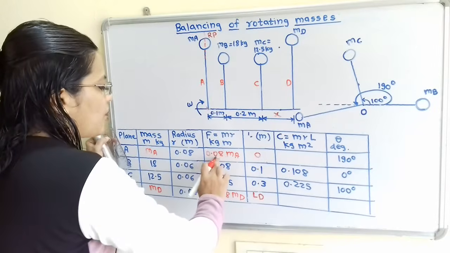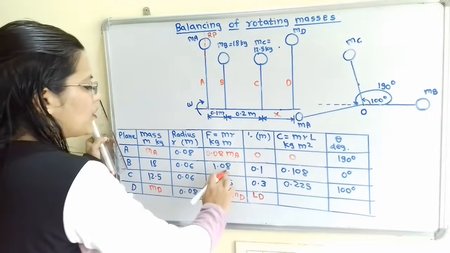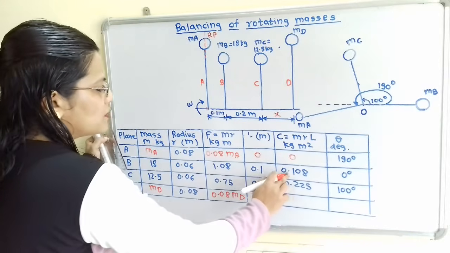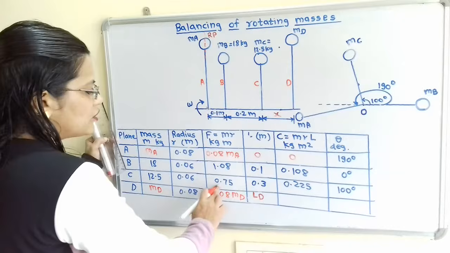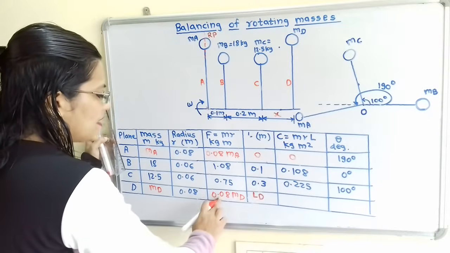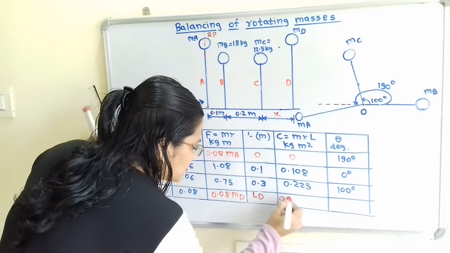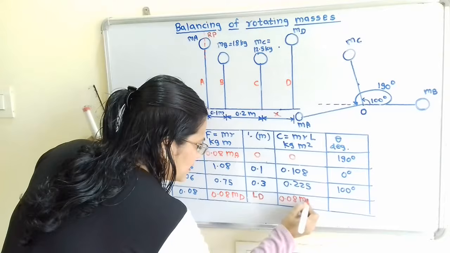So it's 0.08 MA into 0, that is 0. Then 1.08 into 0.108, and here 0.75 into 0.3, 0.225. And here we have to multiply this, that is 0.08 into MD into LD.